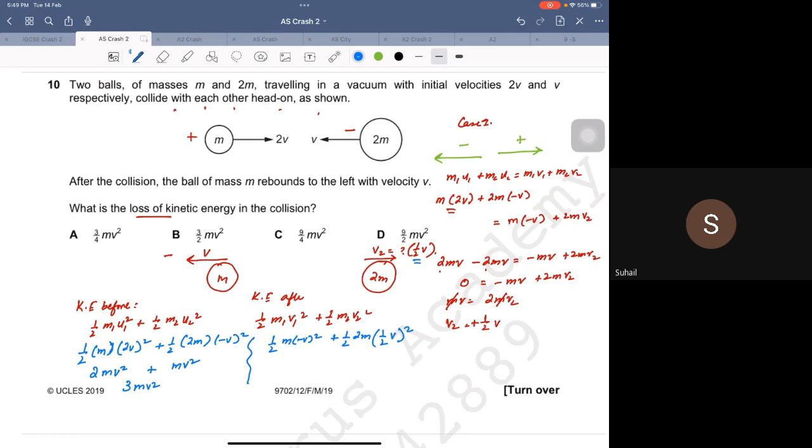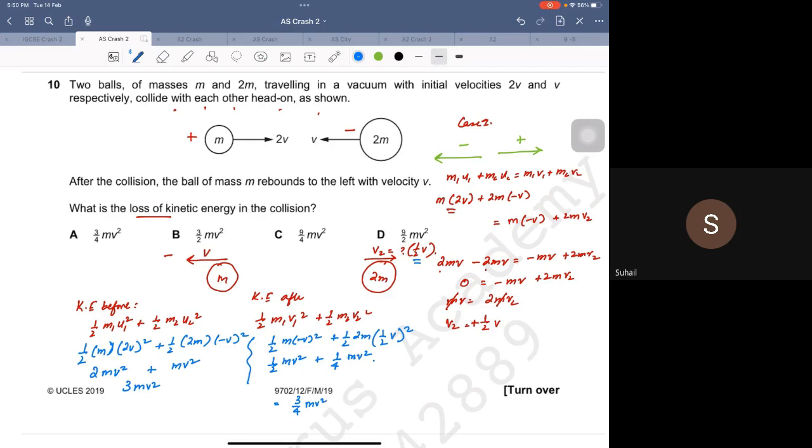So now it's going to be half mv square, and that's going to be, 2 will cancel out with half, so it's going to be 1 by 4 mv square, and the rest is left. So half mv square plus 1 by 4. What's half plus 1 by 4? 3 by 4, I believe, right? 3 by 4 mv square.